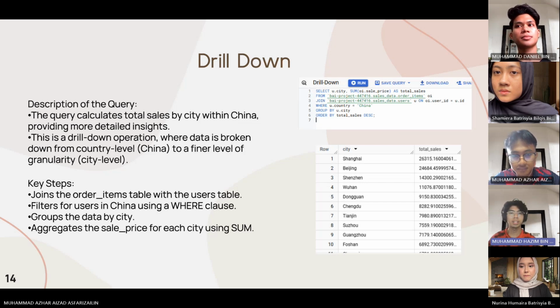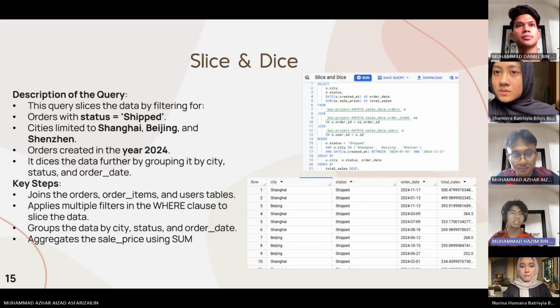So the next slide is slice and dice. We slice and dice the information that we have, which is Shanghai, Beijing, and Shenzhen. We see the orders with status shipped, put together from all of the orders that have been created in 2024. So this slice and dice means we slice into what we found before in the drill down operation and dice it by year, which in this case is the whole year of 2024.